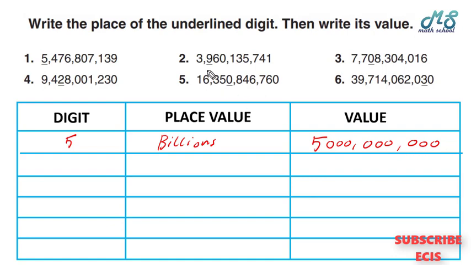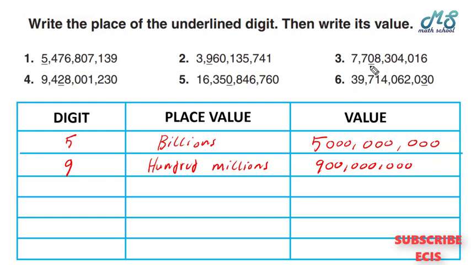Go to the second one, 9 in the millions period, in the 100 millions place. So the underlined digit is 9, in the 100 millions place. So you have to write 100 millions. What about its value? Its value is equal to 900 million. You have to write 900 million. Million, guys, means 6 zeros.